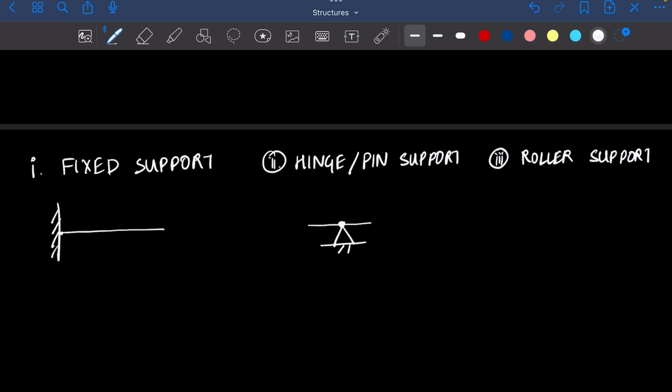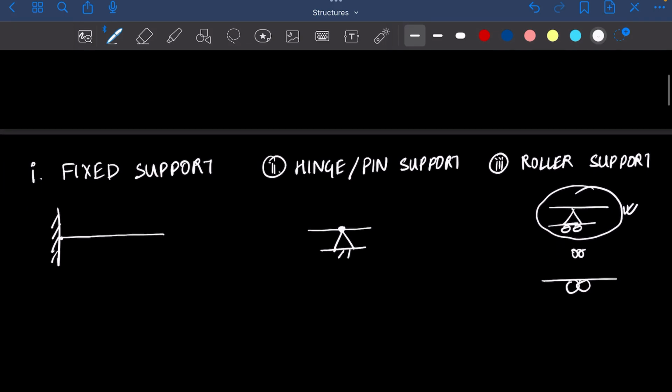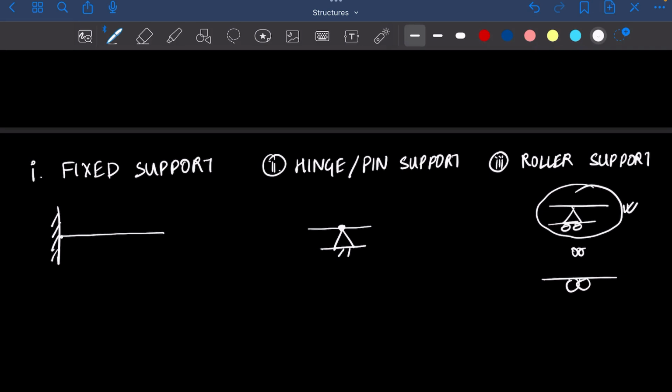So, roller support can be annotated in two types. One is this or this. In standard books, you can see this one used, and that's what I also follow. So moving forward, we'll be using this particular annotation for roller support, and I hope you can carry it forward too. These are the three supports that we are going to look into. And then the support reactions are also being covered with respect to these supports.